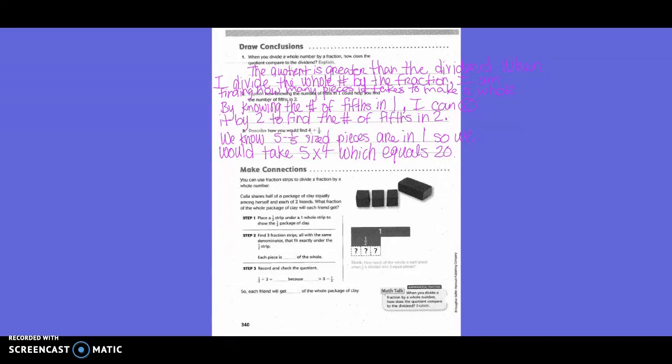Make connections. You can use fraction strips to divide a fraction by a whole number. Talia shares half of a package of clay equally among herself and each of 2 friends. What fraction of the whole package of clay will each friend get? So place a 1/2 strip under a 1 whole strip to show the half package of clay. So they already did that for you, right? They have their whole and then their half. Then underneath it, you're going to have 3 fraction strips, all of the same denominator, that fit exactly underneath there.